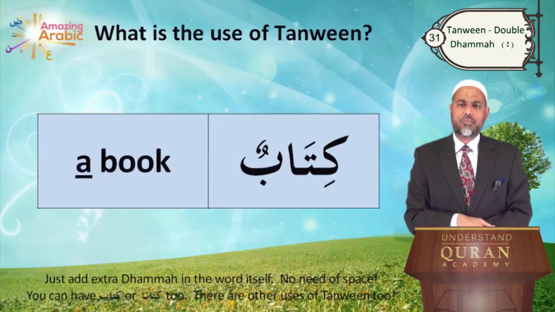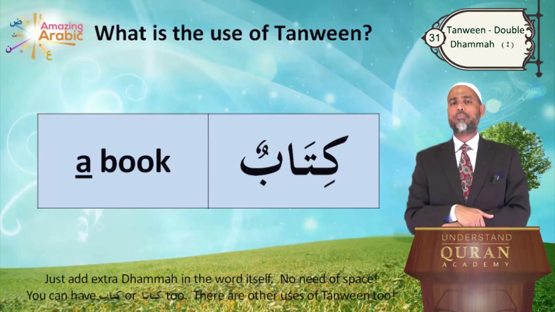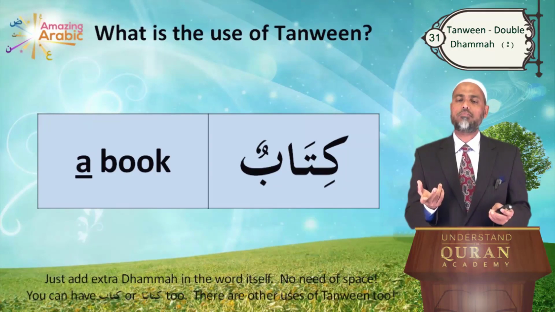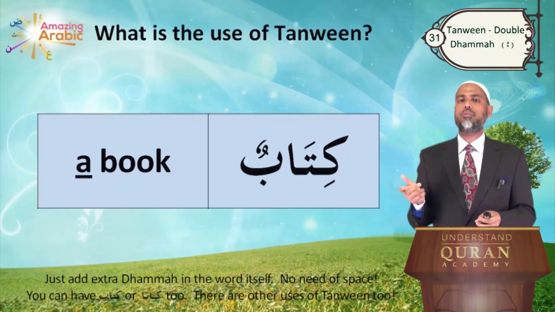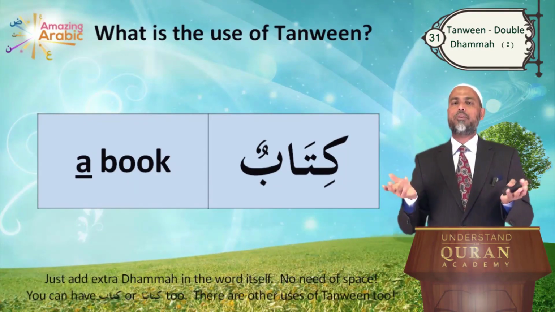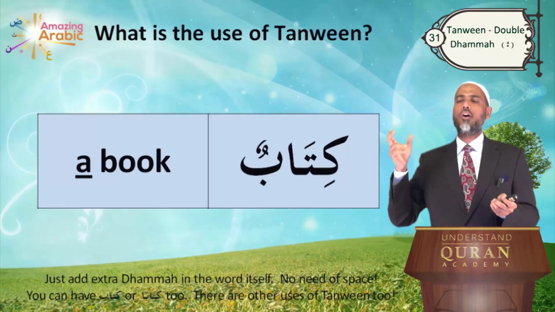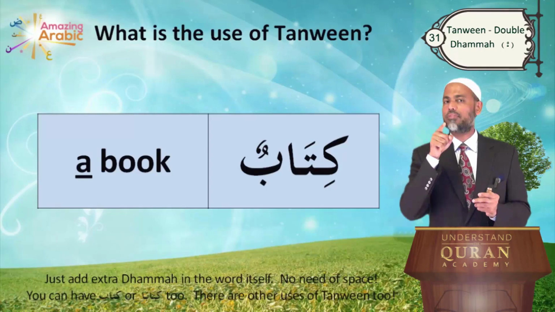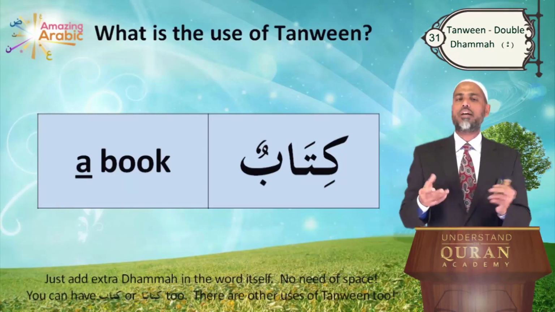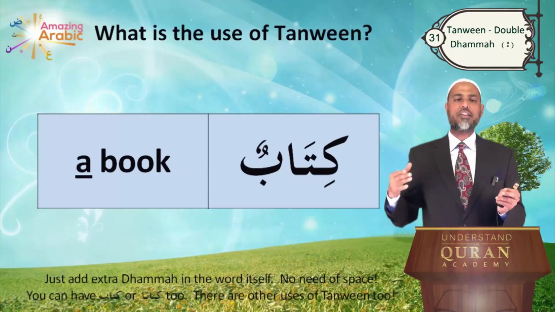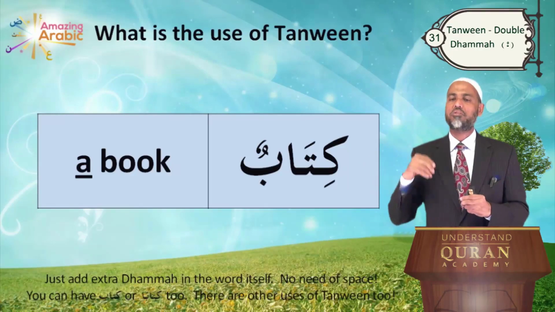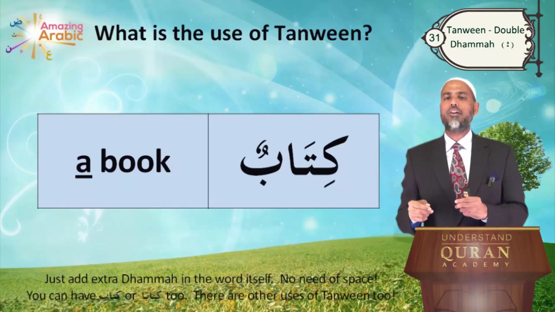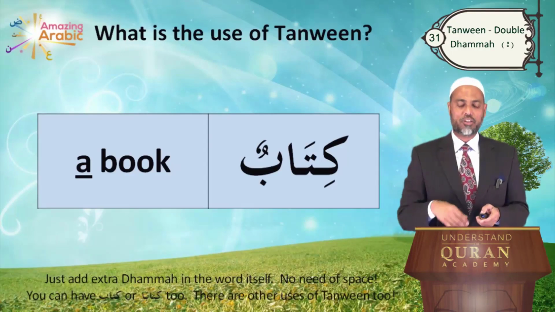Okay, why do we use tanween? I have been telling you from before that kitab means book, but if you want to say a book, any book, you say kitabun, because it's any book. It's not important to put another word in front of that kitab. You just put extra. That's another part of amazing Arabic. You don't have to put a separate word like "a" before book. No, just put double fatha, double dhamma, or double kasra, and it becomes a book.